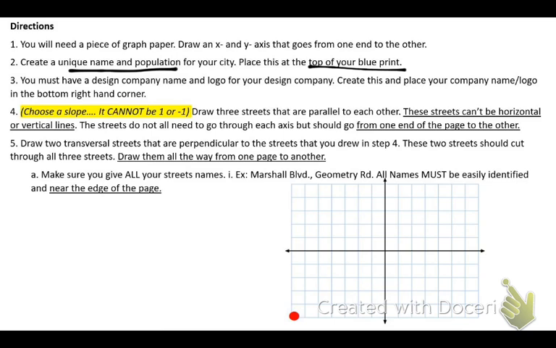Okay? Step 3, you must have a design company name and logo for your design company. Create this and place this name and logo in the bottom right-hand corner. So you're going to make a logo and a name for your company. This is the company that is building the city. Okay? So you pick it. Be as creative as you want.